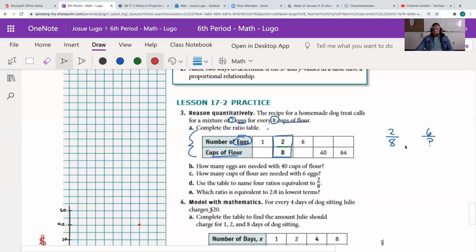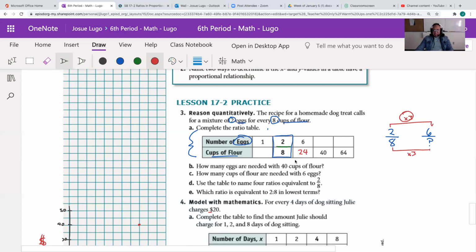Let's remember we have eggs on top and cups of flour on the bottom. So what do I have to do to 2 eggs to get to 6 eggs? What factor do I have to increase it by? Well, that would be a factor of 3. If I want to create an equivalent fraction with a numerator of 6, then I have to increase the denominator by a factor of 3 as well. So 8 times 3 gives me 24. In other words, 6/24 is equivalent to 2/8. This is a proportional relationship.